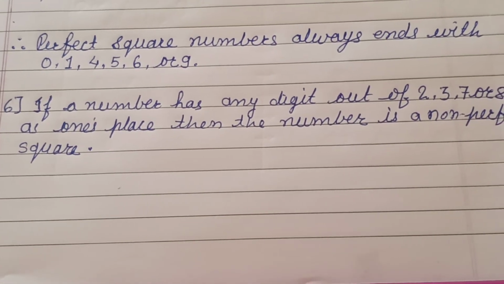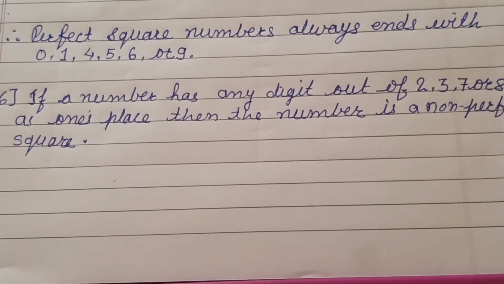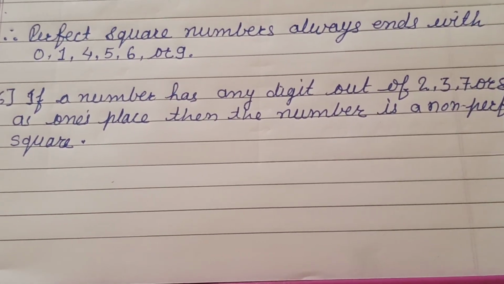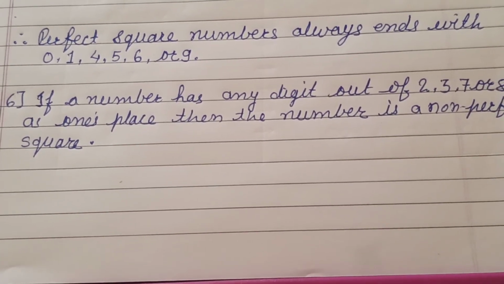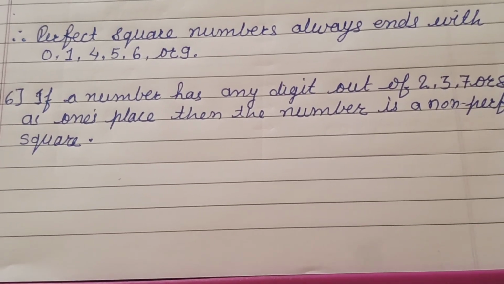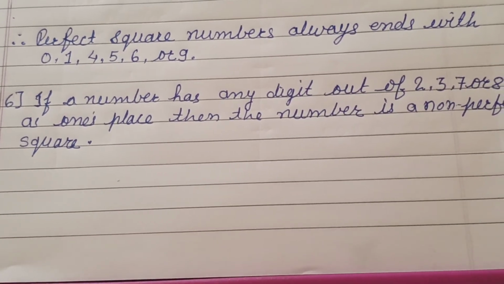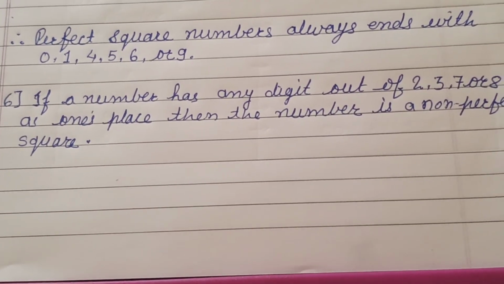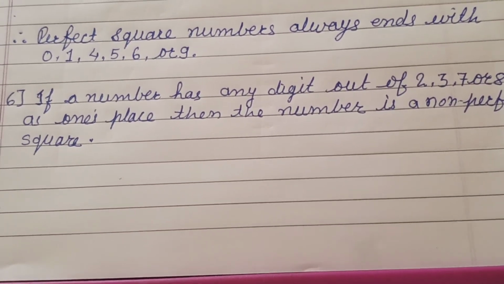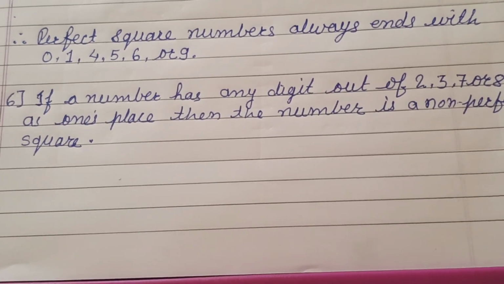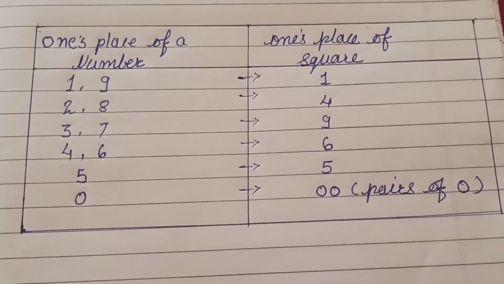From this, we can conclude that perfect square numbers always end with either 0, 1, 4, 5, 6 or 9. There are some digits which we have not seen in the chart, and those are 2, 3, 7 and 8. Therefore, if a number has any digit out of 2, 3, 7 or 8 as its ones place, then the number is definitely a non-perfect square. Remember children, if a number ends with 2, 3, 7 or 8, then the number is definitely a non-perfect square. The perfect squares will always end with either 0, 1, 4, 5, 6 or 9.